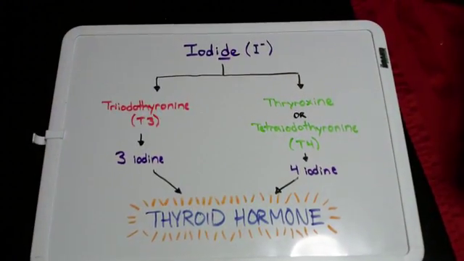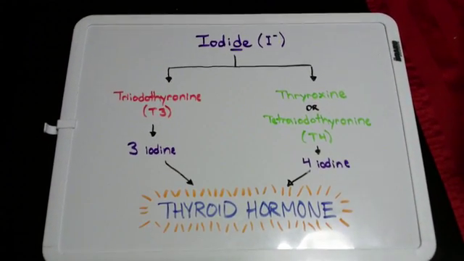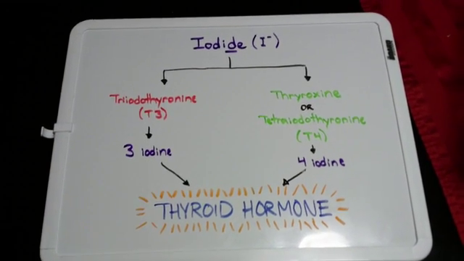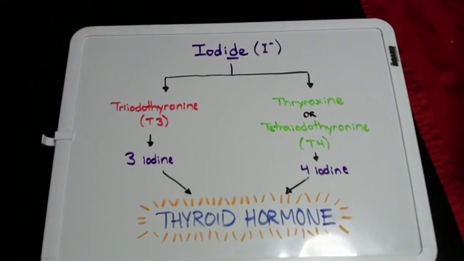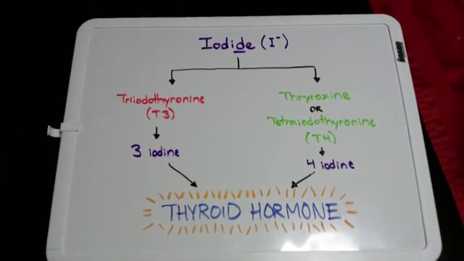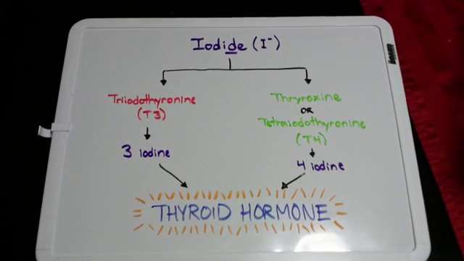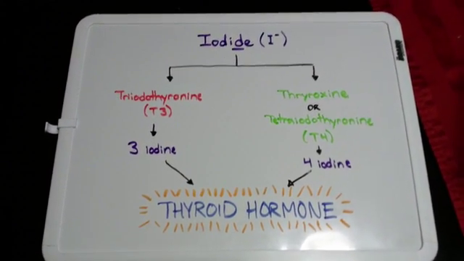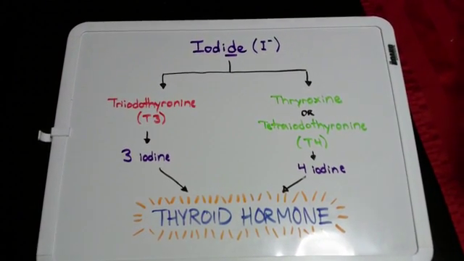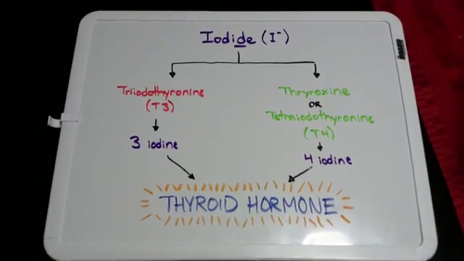The thyroid hormone requires iodine, which is absorbed in the stomach as iodide with a D, and then it enters the bloodstream and is taken to the thyroid gland so that it can make triiodothyronine, T3, and thyroxine, T4. T3 is made up of 3 iodine molecules, while T4 is made of 4 iodine molecules, hence their name T3 and T4. Together they make up the thyroid hormone.